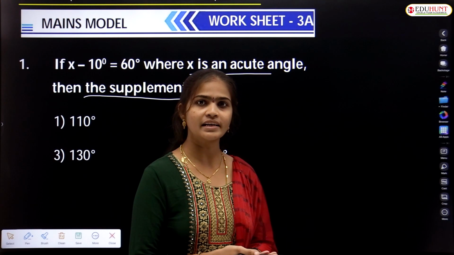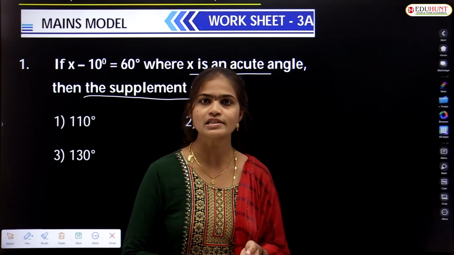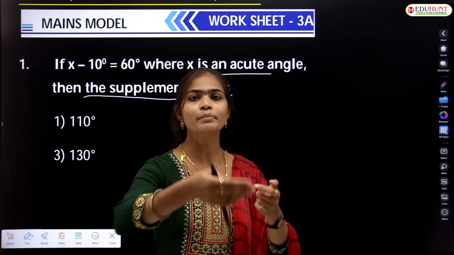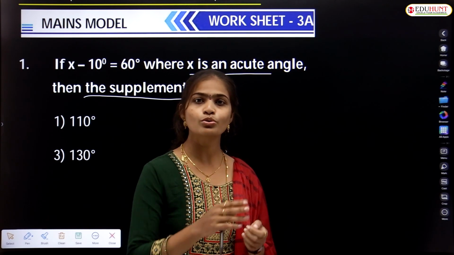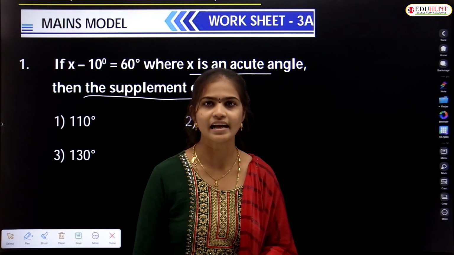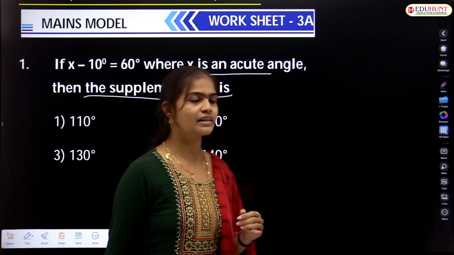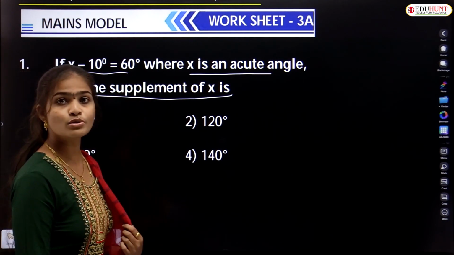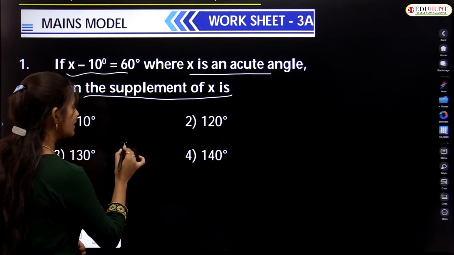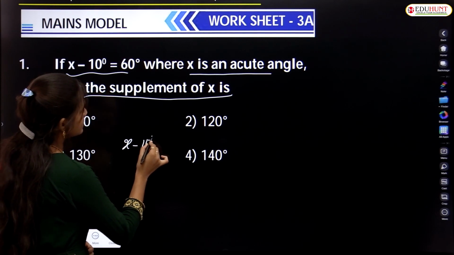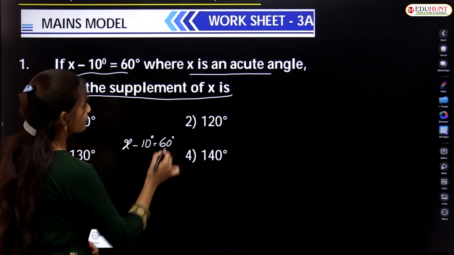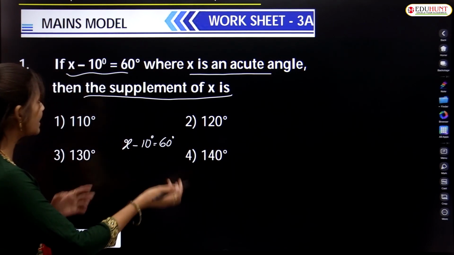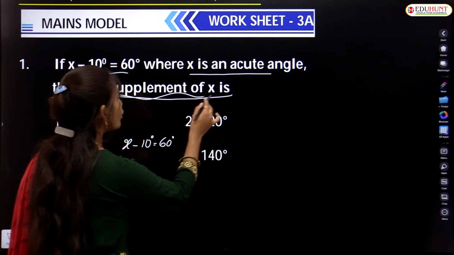What about supplementary? If the sum of two angles is equal to 180 degrees, then each angle is a supplement to the other, and those two angles are known as supplementary angles. So we have to apply that here. What is the question again? x minus 10 degrees is equal to 60 degrees, where x is an acute angle, then the supplement of x is.